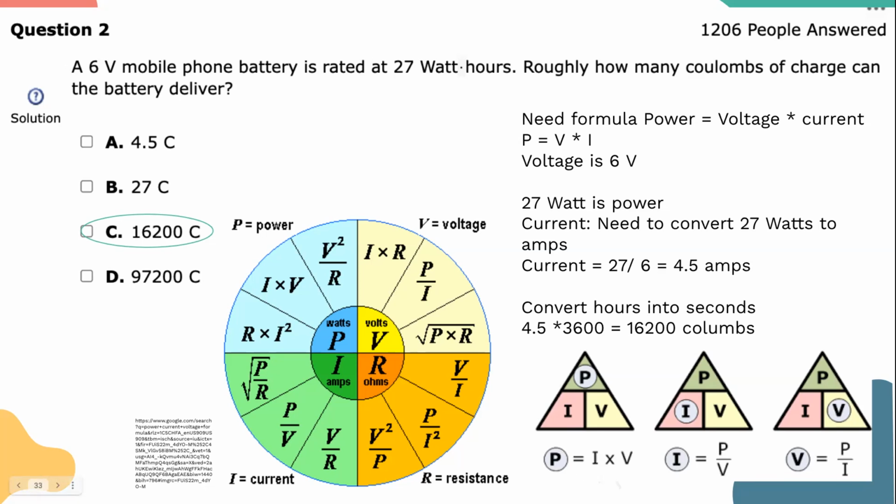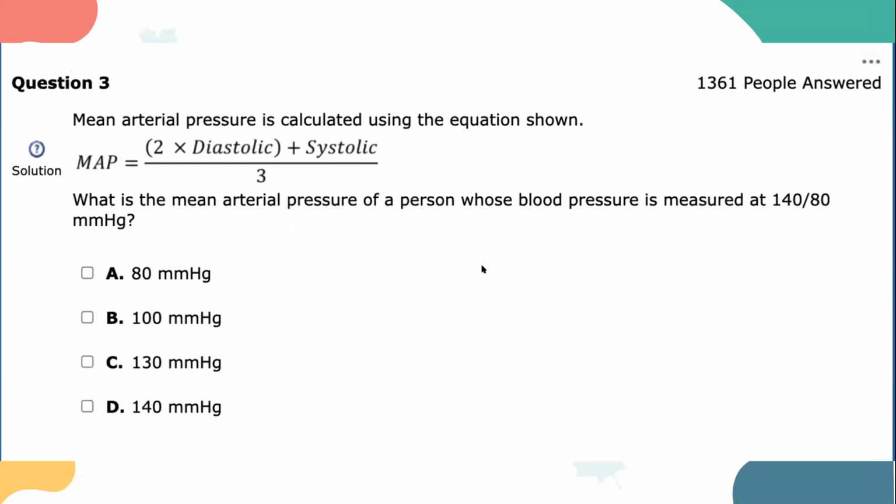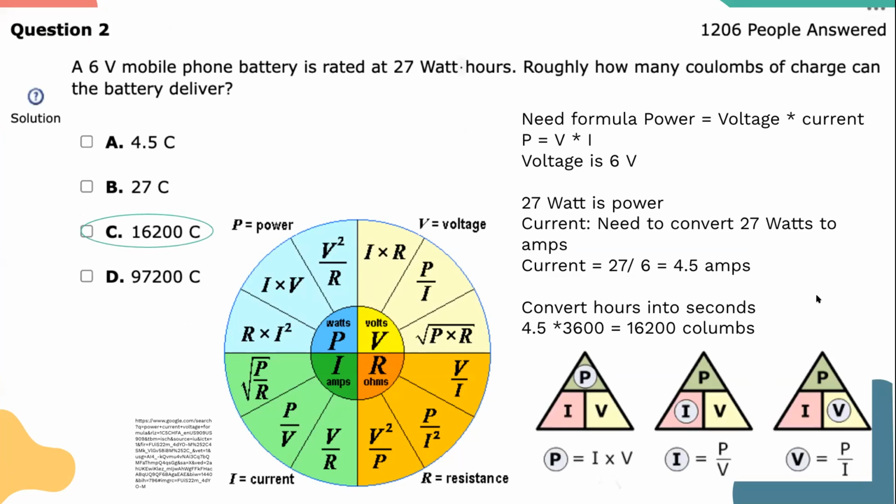Does anyone have any questions? Nope. Okay. Question 3. What did you guys get for this? And can we use the energy equation? I think you can because you end up dividing by the same thing. Did you get 4.5 amps? I think you can use that equation as well.